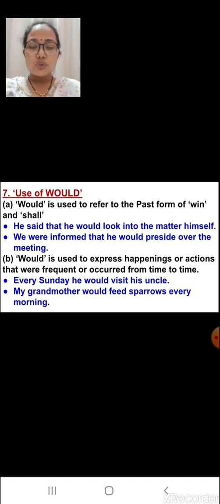Now let us see the use of would. Would is used to refer to the past form of will and shall. For example, number 1, he said that he would look into the matter himself. Number 2, we will inform that he would preside over the meeting.